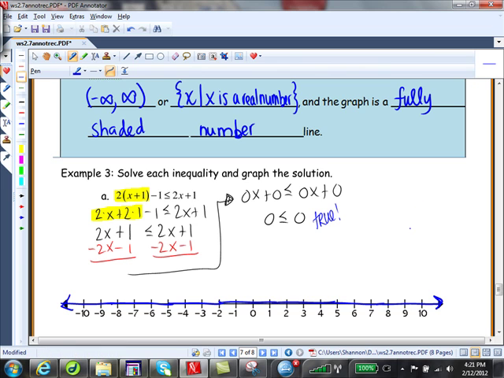And then the interval notation would be minus infinity to infinity, and the set builder would be x such that x is a real number.